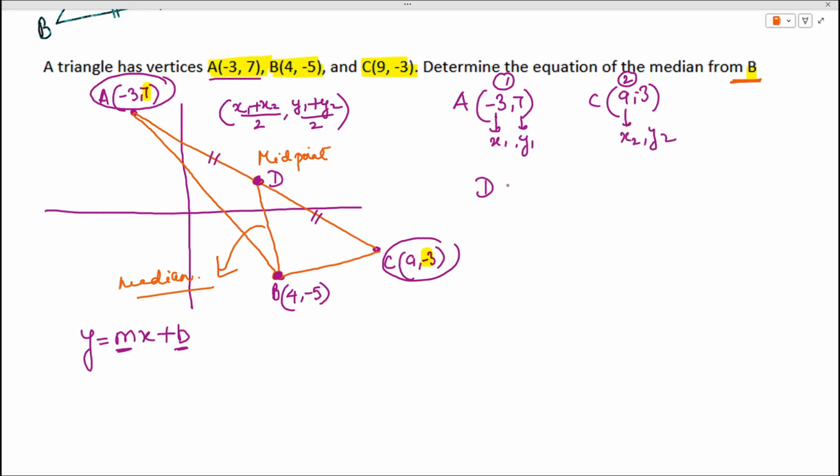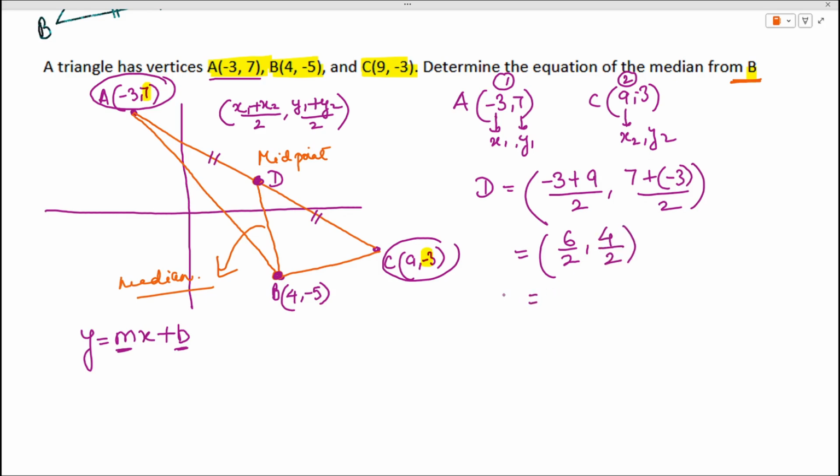So now point D will be equal to x1, which is negative 3, plus x2, which is 9, divided by 2, and y1, which is 7, plus y2, negative 3, divided by 2. So negative 3 plus 9 is 6 divided by 2, and 7 plus negative 3 is 4 divided by 2. On simplifying, we get the point D as 3, 2. So we've got the point D now. D is 3, 2.